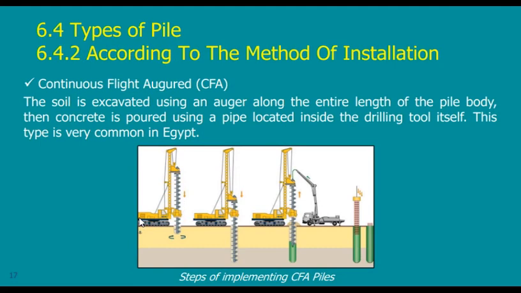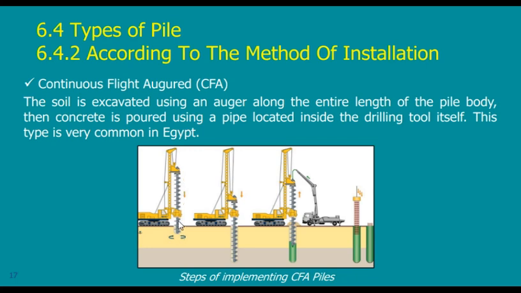Another type, we said that we have a type where we are going to use a steel tube or steel casing, and we said that this is the best one, but it is expensive, and not all projects need very high quality piles. In some cases we just need normal piles. How to do these normal piles? They use this screw drilling machine.